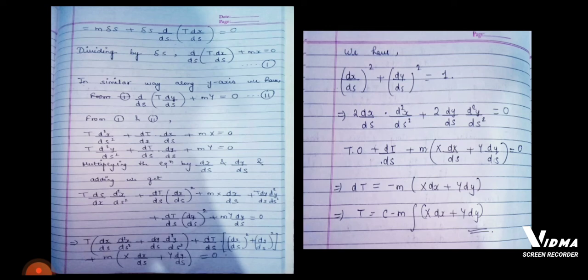Now we get dT by ds plus m (x dx by ds plus y dy by ds) will be equal to 0. So we'll get dT is equal to minus m (x dx plus y dy). So T will be equal to, on integrating, c minus m integration of (x dx plus y dy).